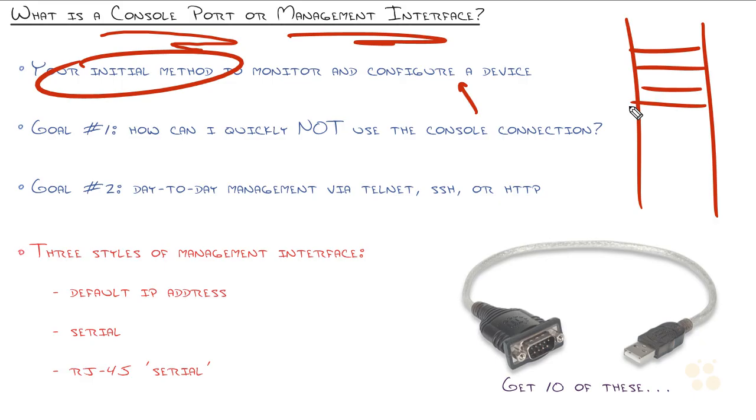You can't interrupt their operation. So that console port access is the only way into the device. So your first goal is going to be, how can I quickly not use the console connection? The reason I say that is because the console connection, first off, is very slow.